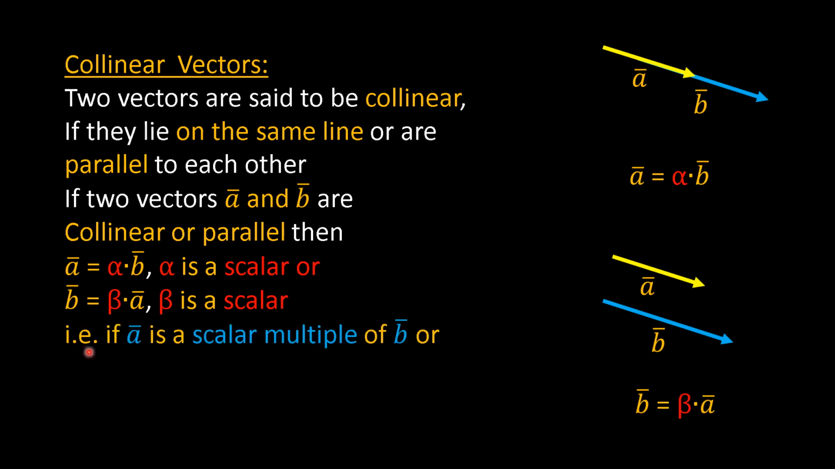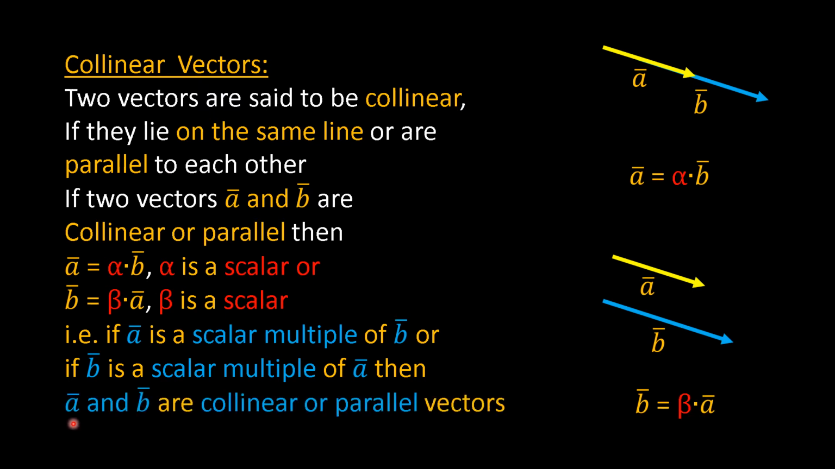That is, if a bar is a scalar multiple of b bar, or if b bar is a scalar multiple of a bar, then a bar and b bar are collinear, like these vectors, or parallel, like these two vectors.